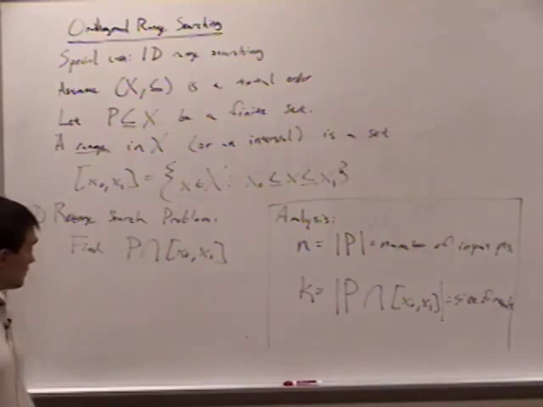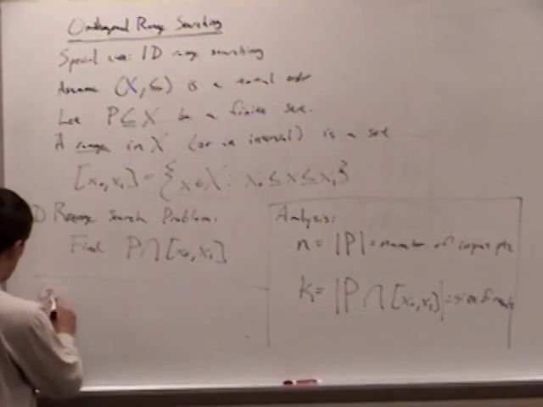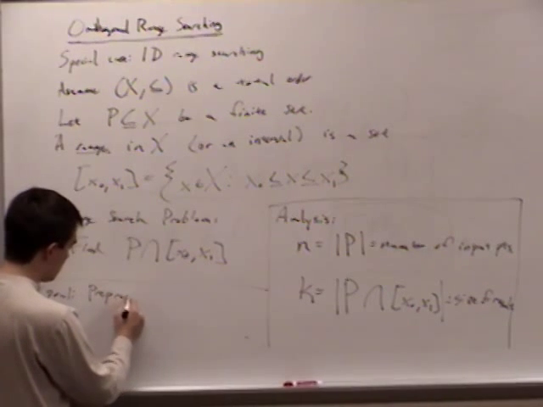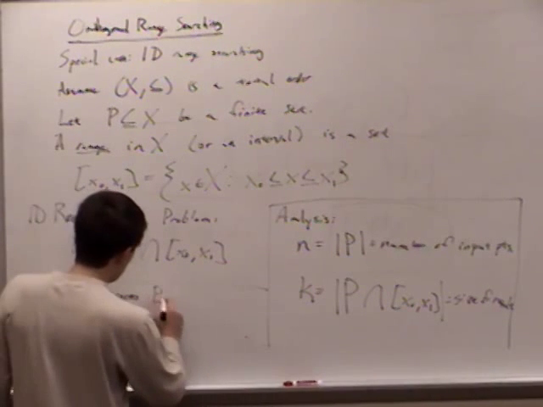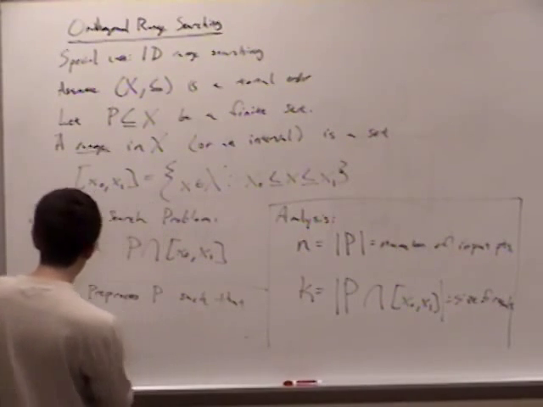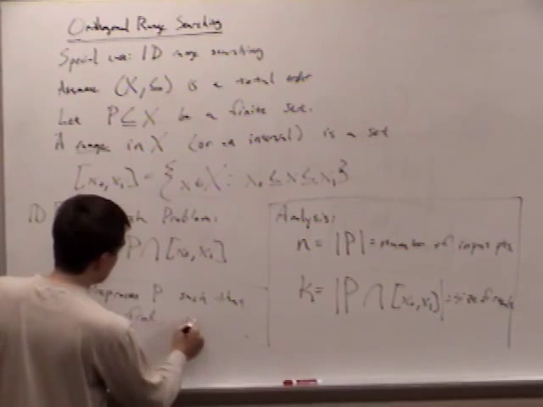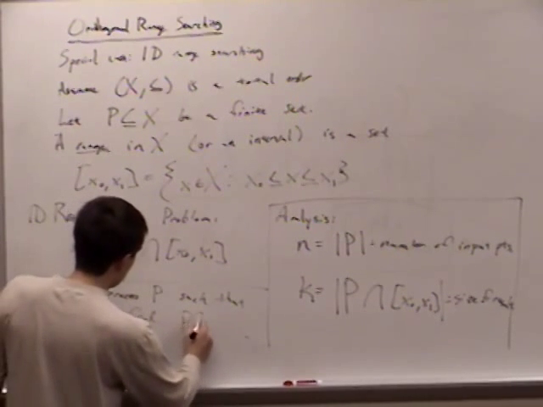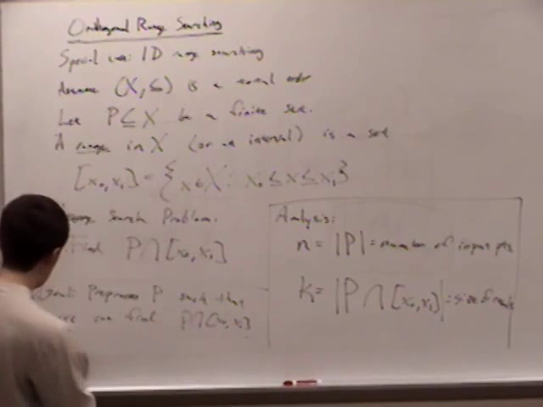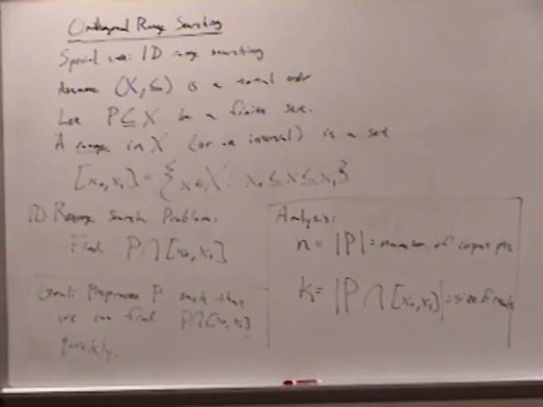OK. And so the goal here is to pre-process P such that we can find P intersected with this range quickly. Right. So that's the idea, right?